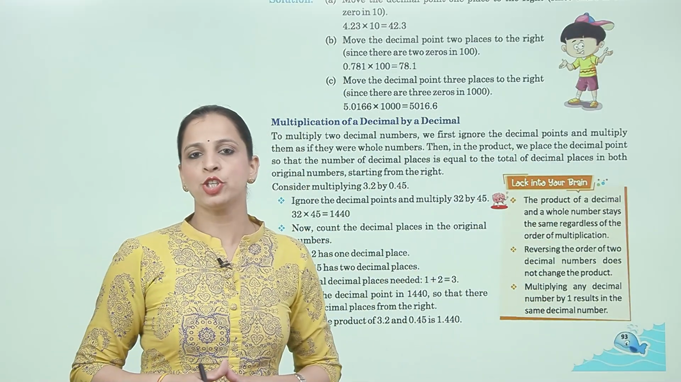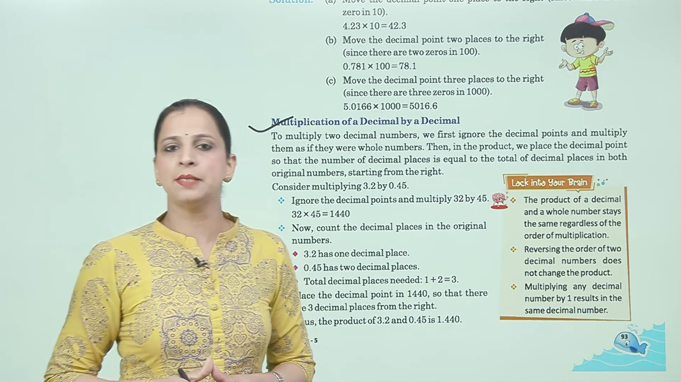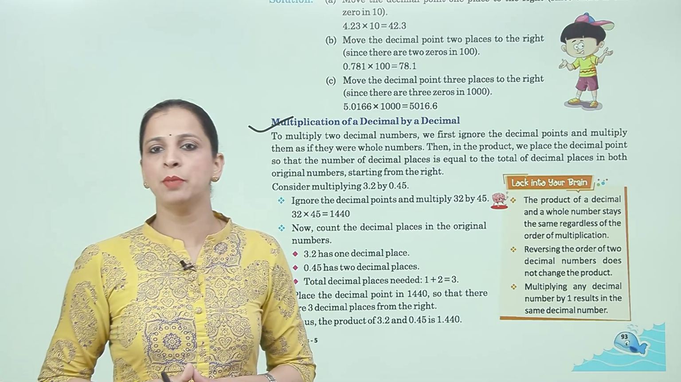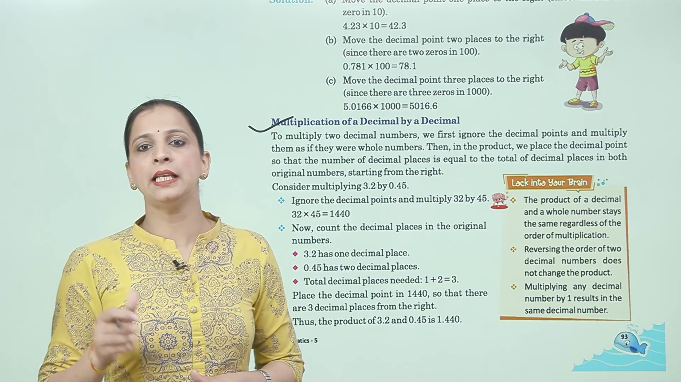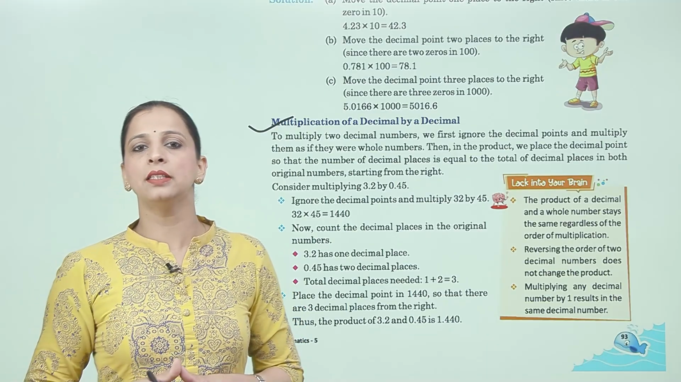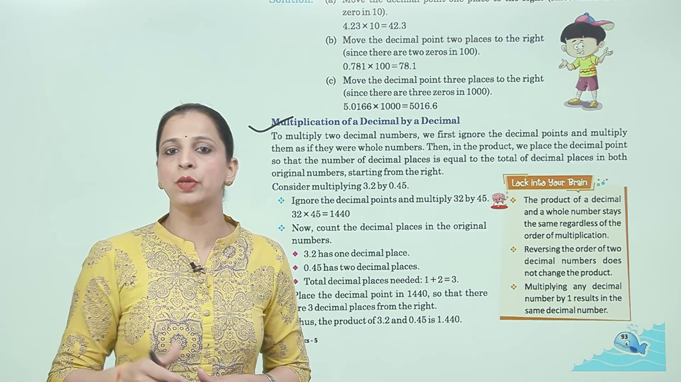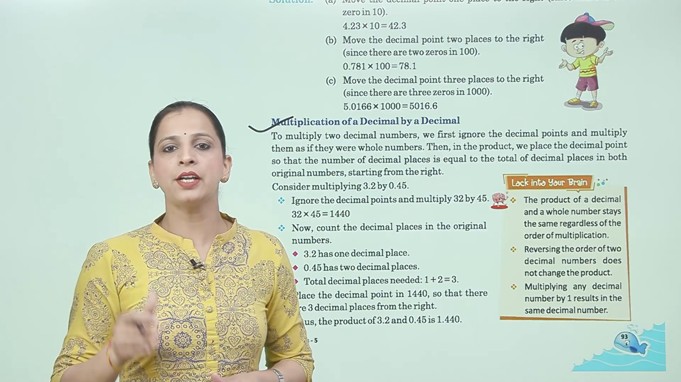Now, multiplication of a decimal by a decimal. To multiply two decimal numbers, we first ignore the decimal points and multiply them as if they were whole numbers. Then in the product, we place the decimal point so that the number of decimal places is equal to the total of decimal places in both original numbers, starting from the right.